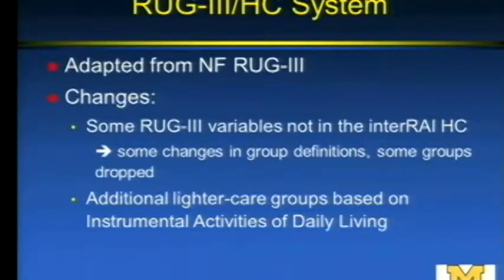So those two changes, dropping some groups and some small changes in group definition, and making additional groups for the light care people, create the differences between the RUG 3 home care system and the institutional RUG system. Next slide, please.